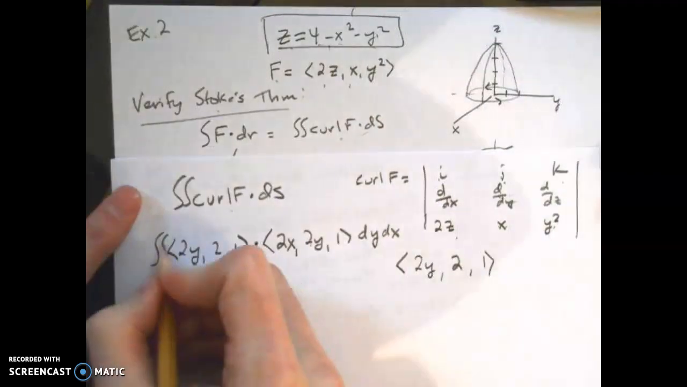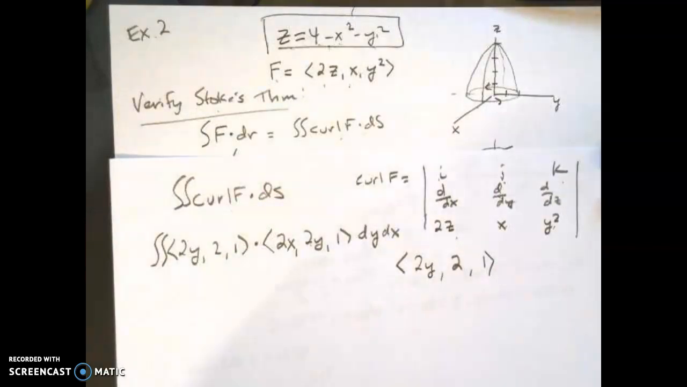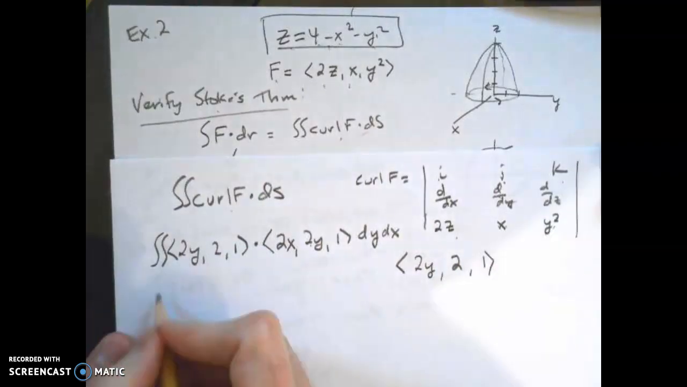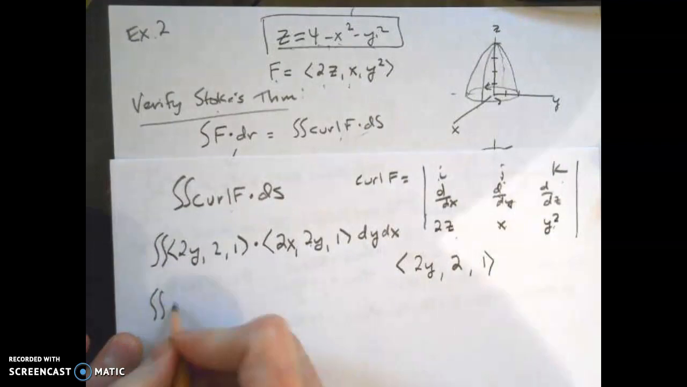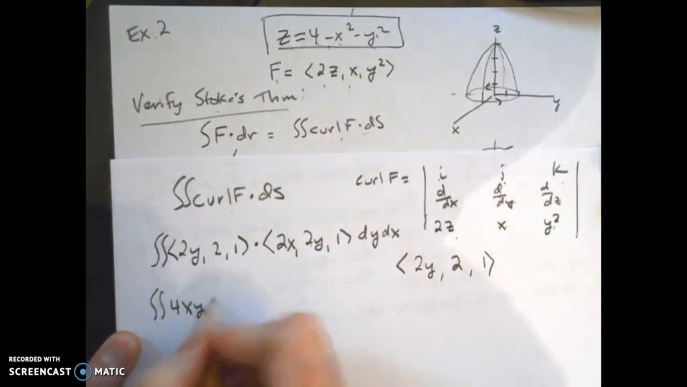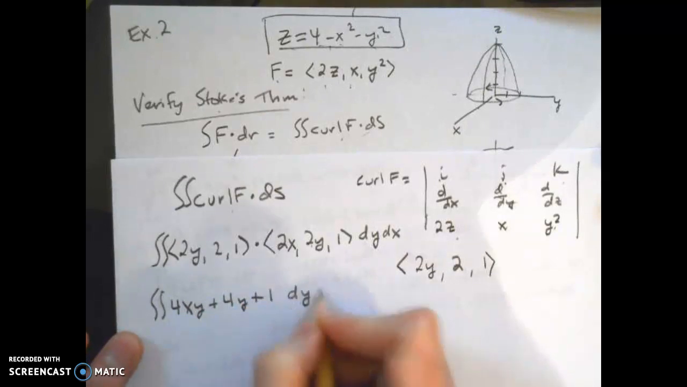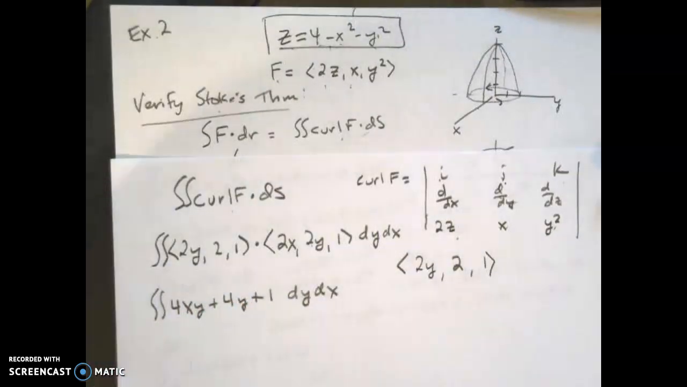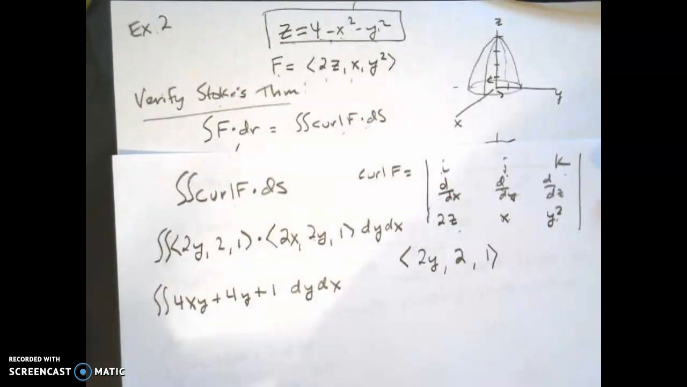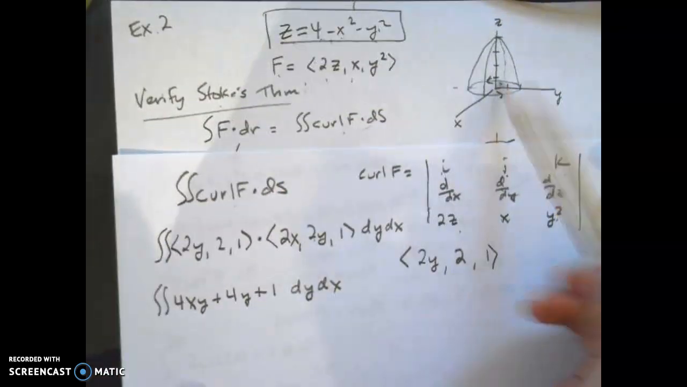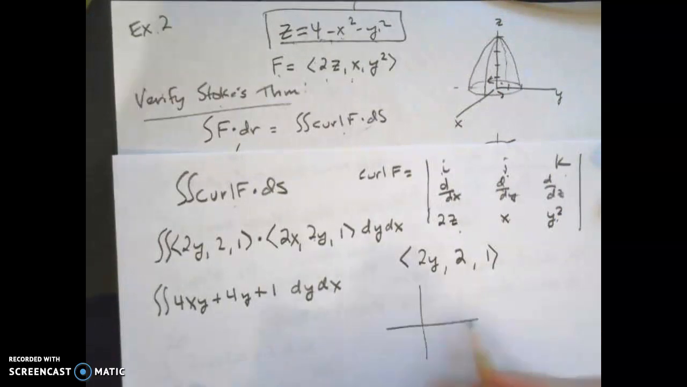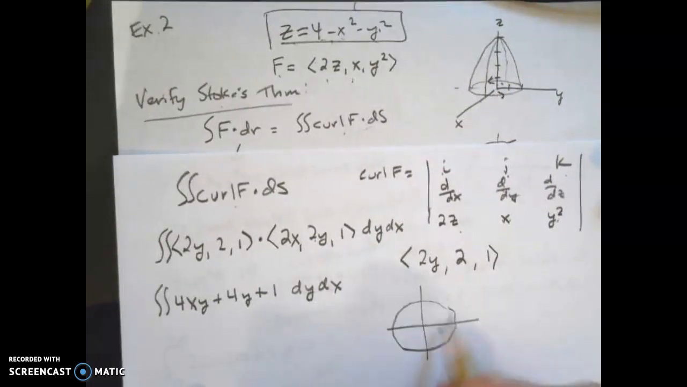And again, that's another integral. Okay? So let's do the dot product, and we get 4xy plus 4y plus 1 dy dx. Now notice what we're doing here. We have to project this surface onto the xy plane. And when we do that, we get the same circle. But we're not just on the boundary of the circle, we're actually throughout the entire circle.